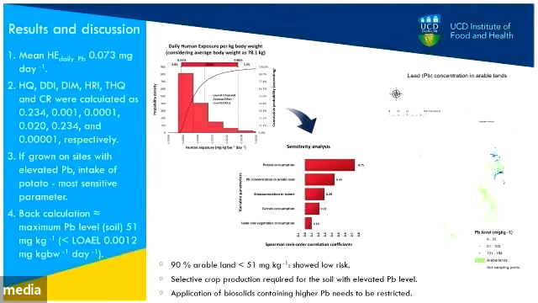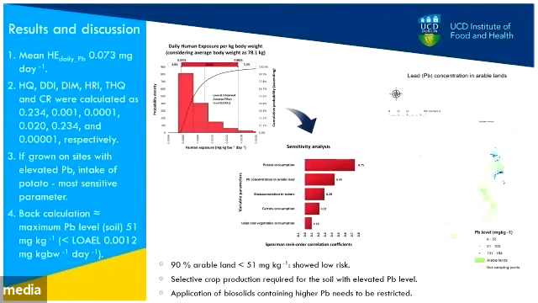If grown on sites with elevated lead concentration in soil, the intake of potato can be the most sensitive parameter of this model. A back calculation was done to check what is the maximum allowable concentration of lead in soil corresponding to the lowest observed adverse effect level of lead, which is 0.0012 mg per kg body weight per day, and we found it is 51 mg per kg in soil. The blue dots in the map show the elevated concentration of lead in soil, and we found that 90% of the arable land in Ireland is below this 51 mg per kg level, showing a low risk.